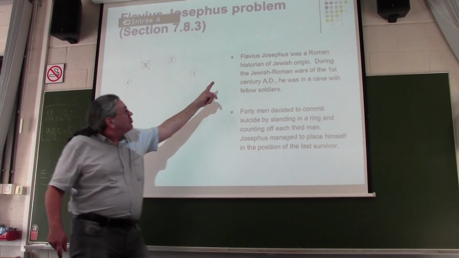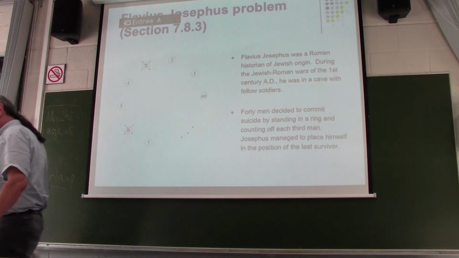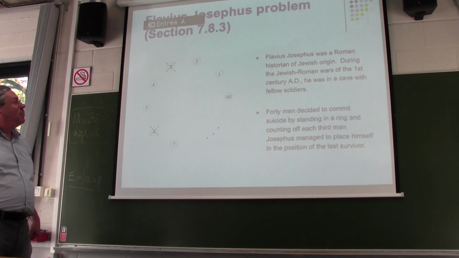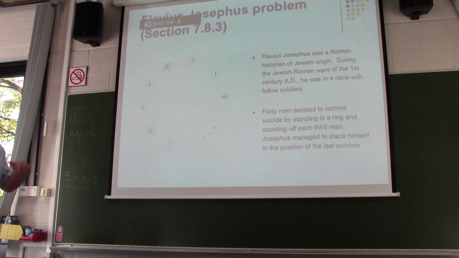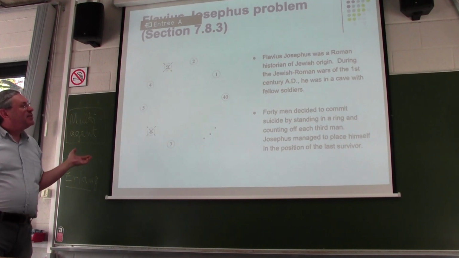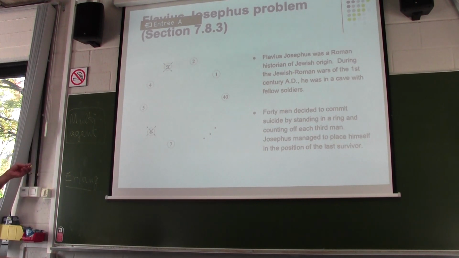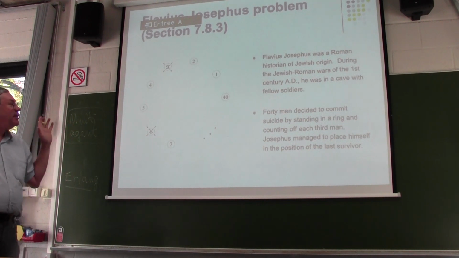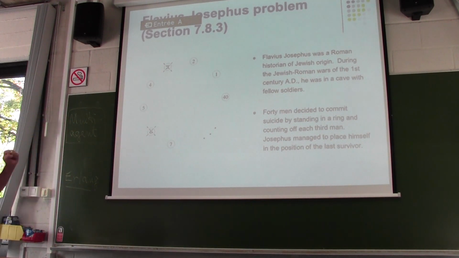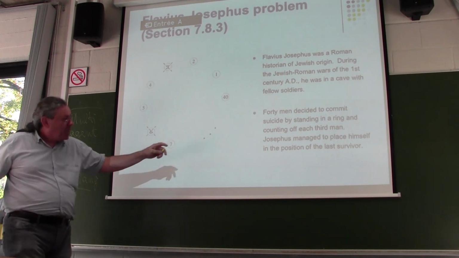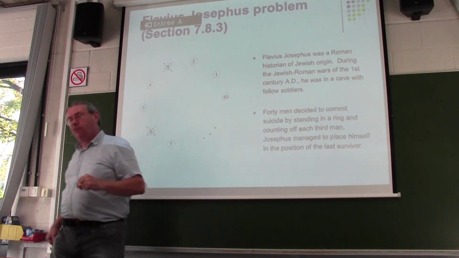So this guy, Flavius Josephus, almost 2,000 years ago, was a Roman historian, but he was actually Jewish. He was from the Palestine region, okay? And there were wars in those days. Rome was expanding, so they were taking over. So poor Flavius Josephus was on the side of the losers, okay? He was in a cave with fellow soldiers, and there were Romans outside. They were very honorable, very good warriors. They knew they were losing. There were 40 of them, and they decided to commit suicide.